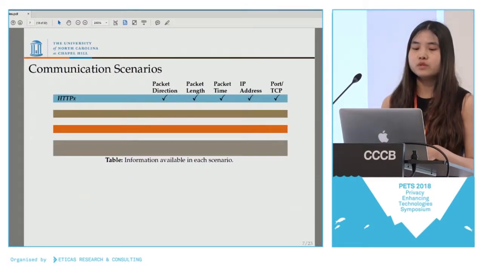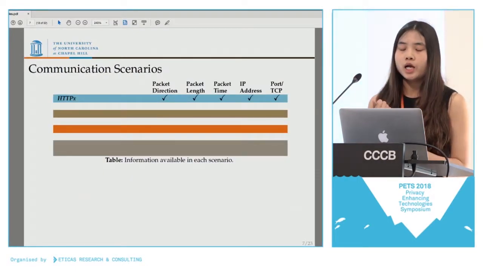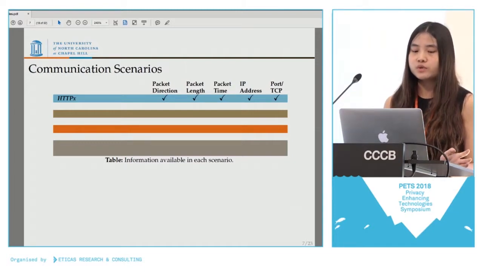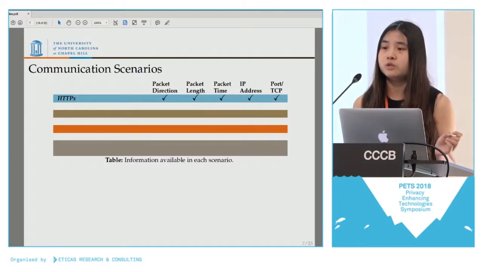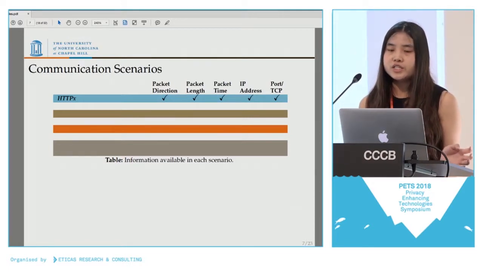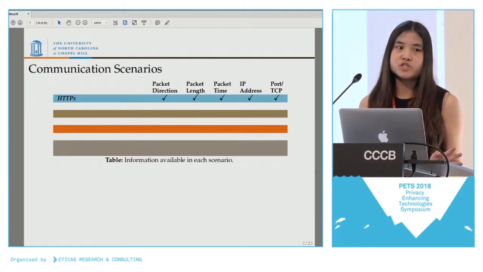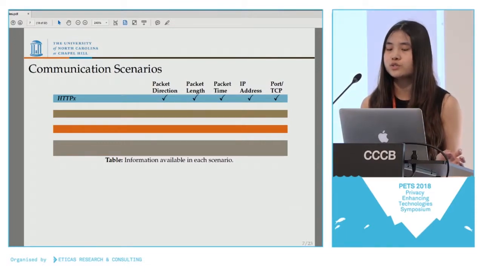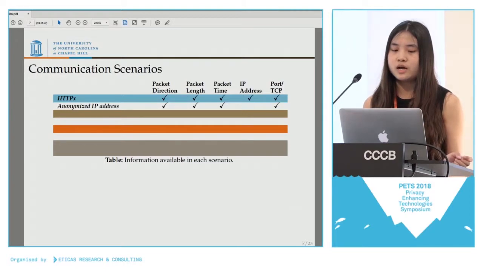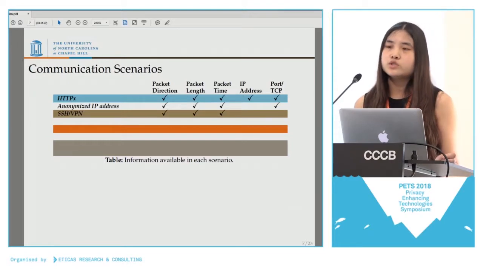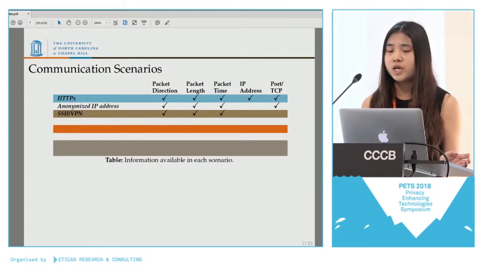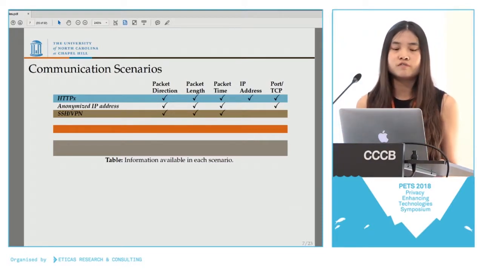Next, I'll talk about the communication scenarios we considered in this work. We start with HTTPX, which includes HTTPS, HTTP/1 and 2. In this scenario, no additional privacy-enhancing technologies are applied, so all information in the TCP/IP header is available. Then we hide the IP address, since some network entities are not able to access the IP address information. Then we looked into encrypted tunnels, such as SSH and VPN, where packets from different TCP connections are multiplexed due to the proxy server.